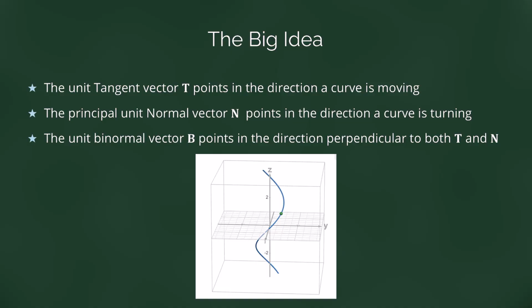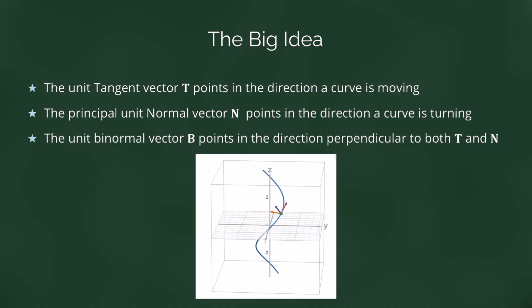If we look at a curve and choose some point along that curve, the unit vector T is going to point in the direction that the curve is moving. The principal unit normal vector N is going to point in the direction the curve is turning. The unit binormal vector B is going to point in the direction perpendicular to both T and N.